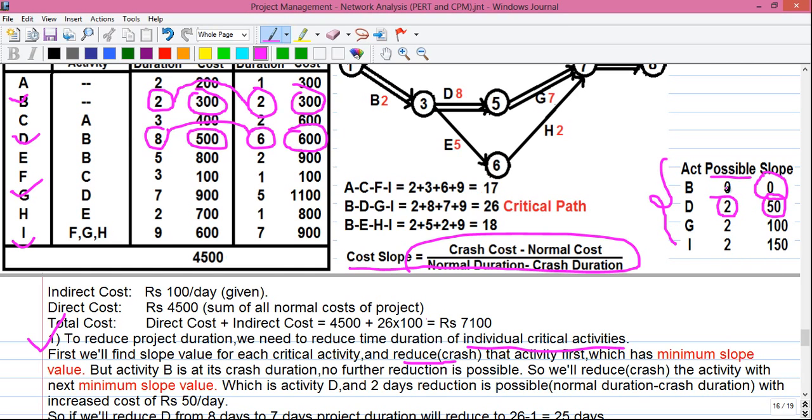So for us, that is B, with minimum slope value 0, but the possible reduction is also 0. The activity B is at its crash duration, that is 2, so no further reduction is possible. So we crash the activity with the next minimum slope value, which is activity D, and 2 days reduction is possible with an increased cost of rupees 50 per day.